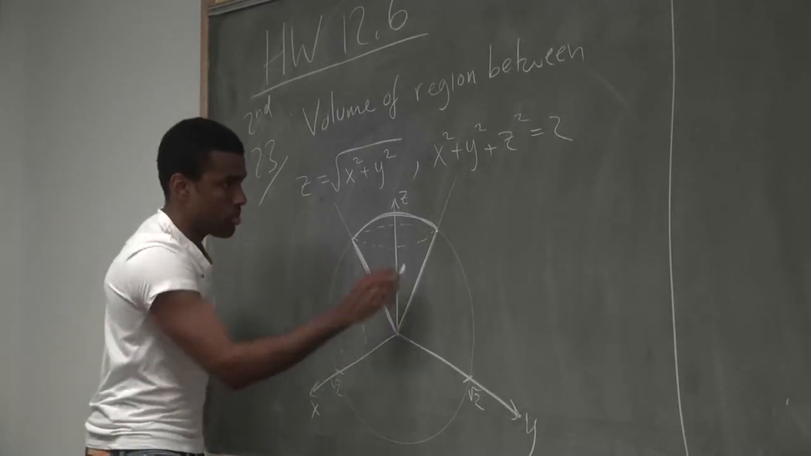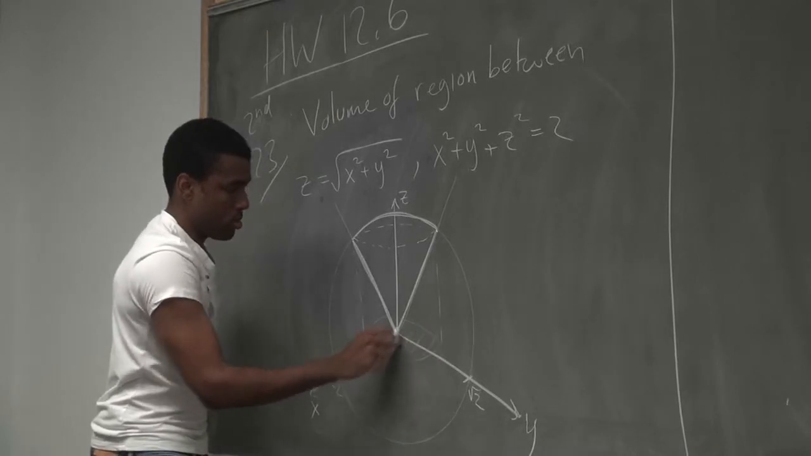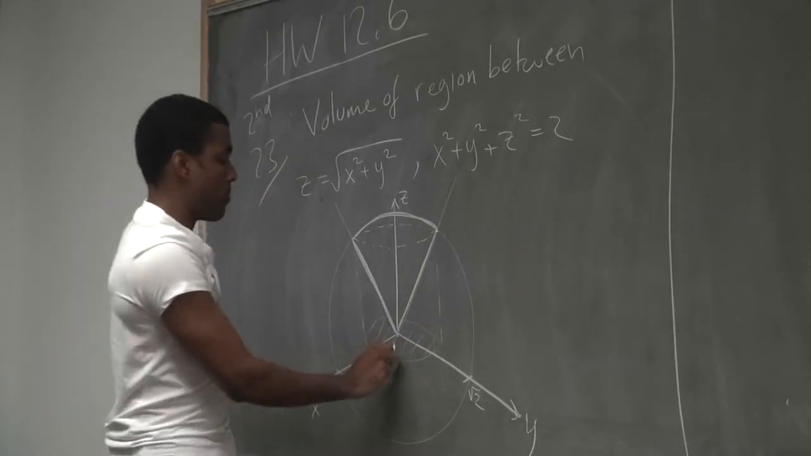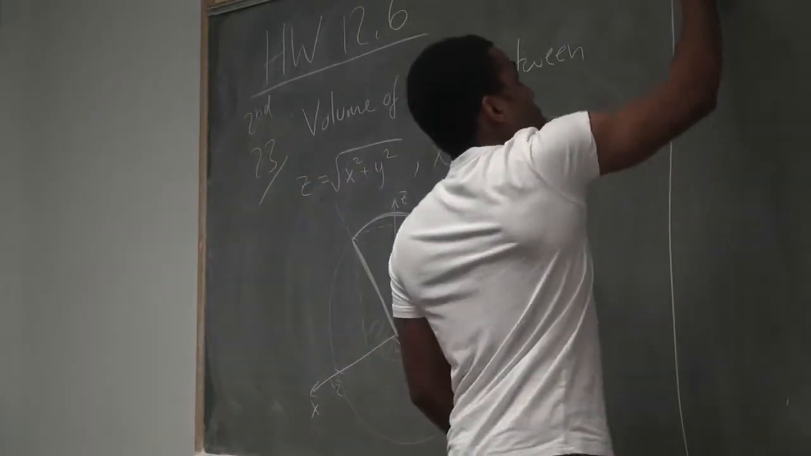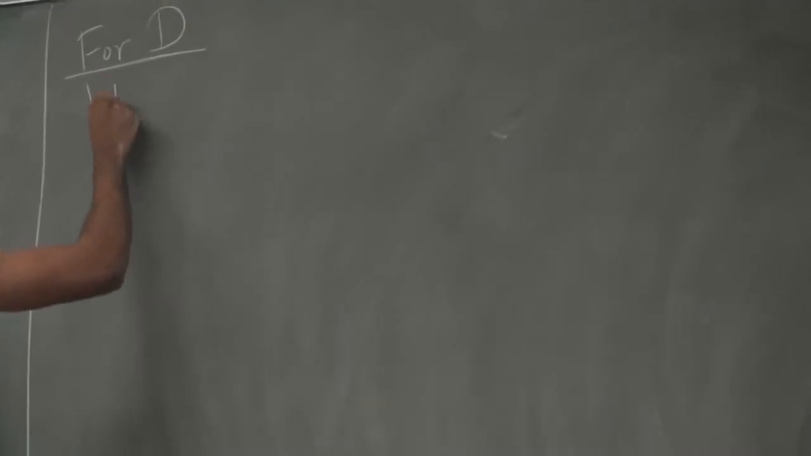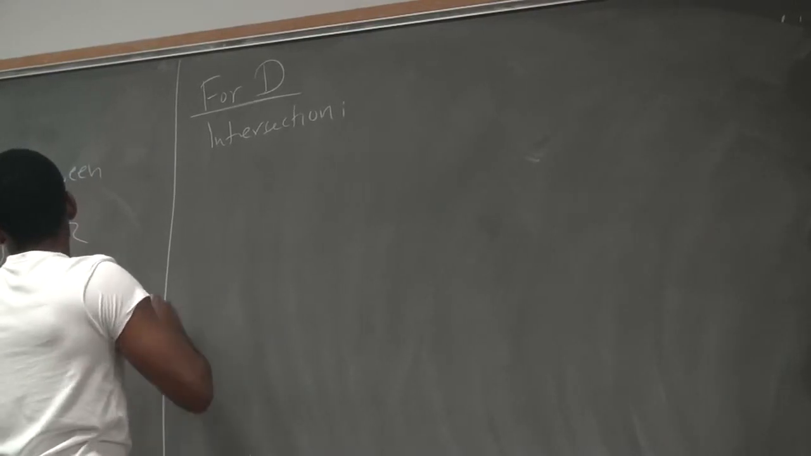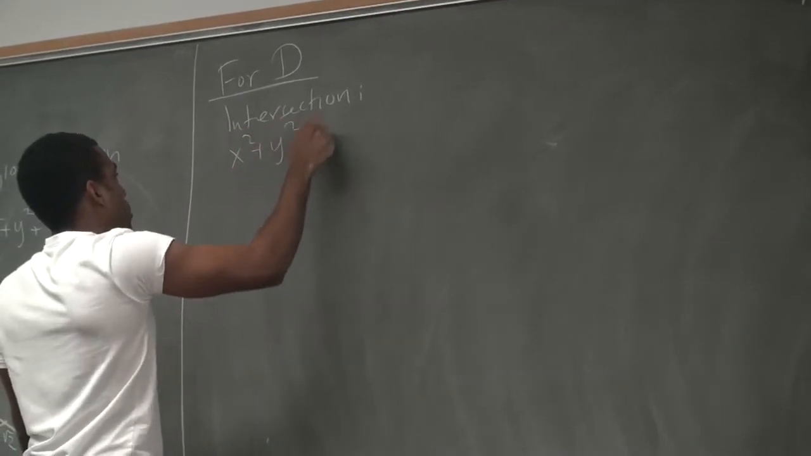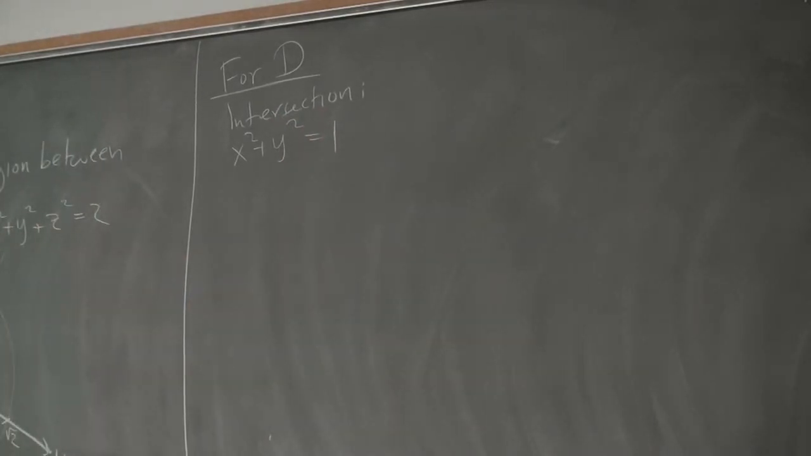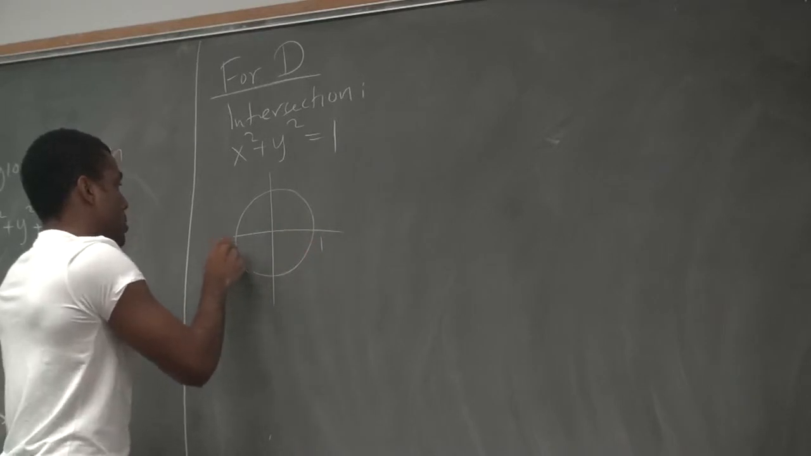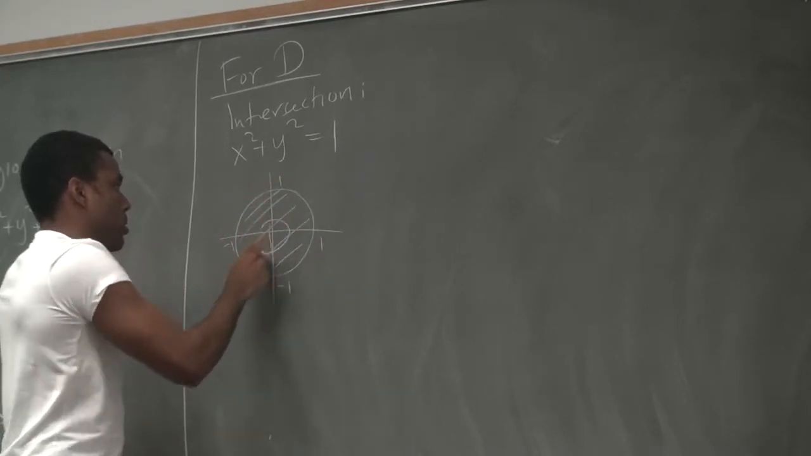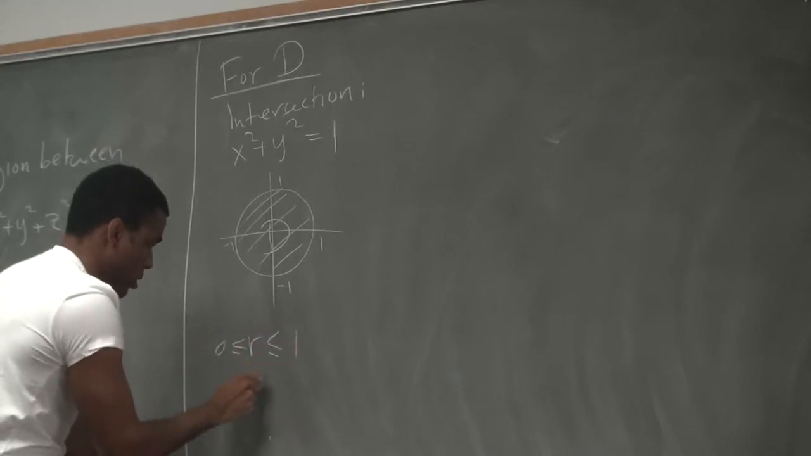So again, intersection comes down, it's going to be some sort of circle. Radius to be determined. For D, we need the intersection, which means I will have x squared plus y squared equals 1. Right? I just plug this guy into here, so I get x squared plus y squared plus x squared plus y squared, which is 2 times x squared plus y squared, divide by 2, I get this. So D is just a circle of radius 1. Which tells me I can let r go from 0 to 1, theta goes from 0 to 2 pi.